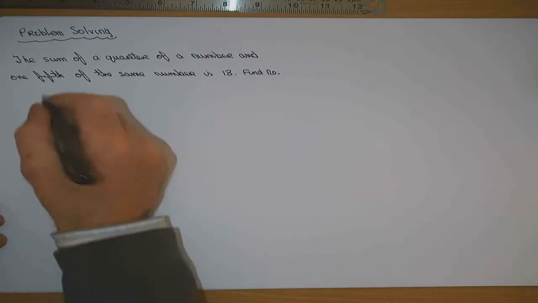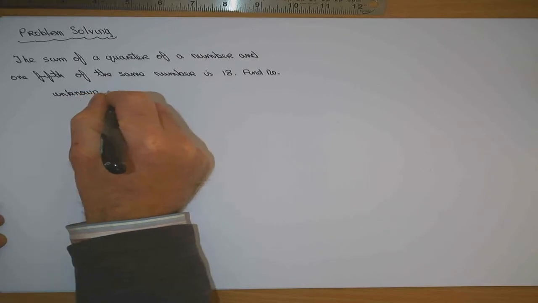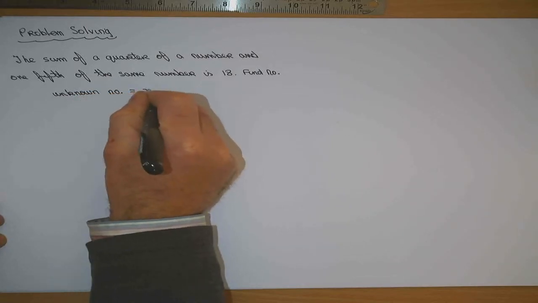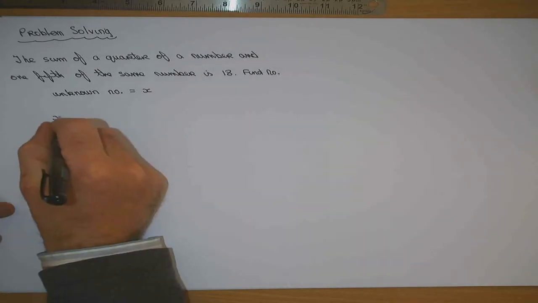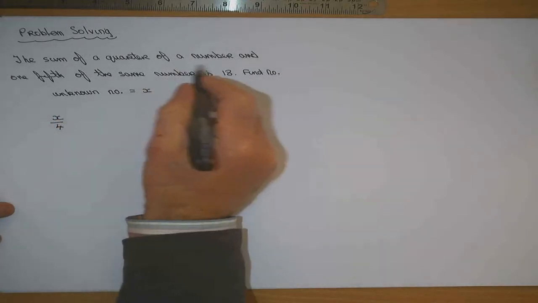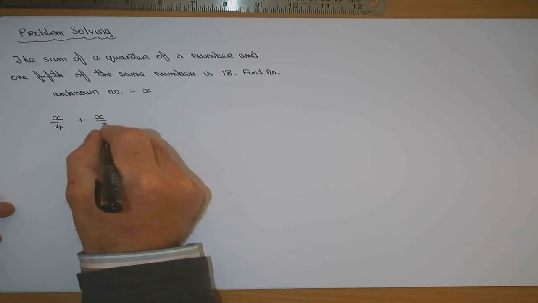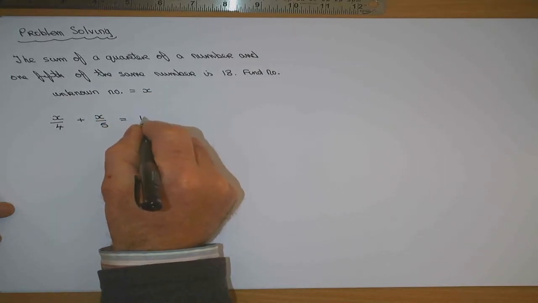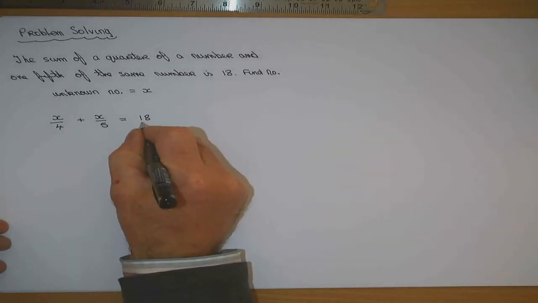So this unknown number, what will we call it? X. A quarter of that unknown number, x over 4. And a fifth of that number, plus x over 5, all add up to give me what? So now you have your mathematical equation. Once you get your mathematical equation, well then it's just solving like you did last night. That'll be 18 over 1.